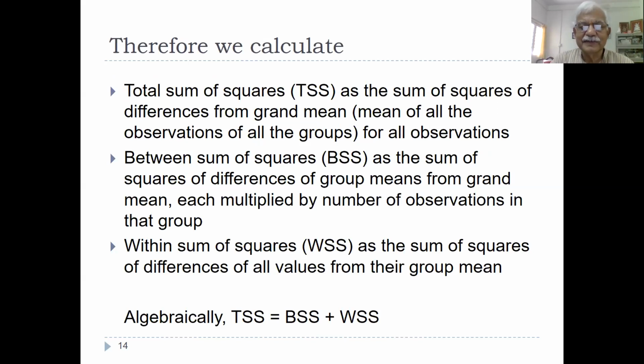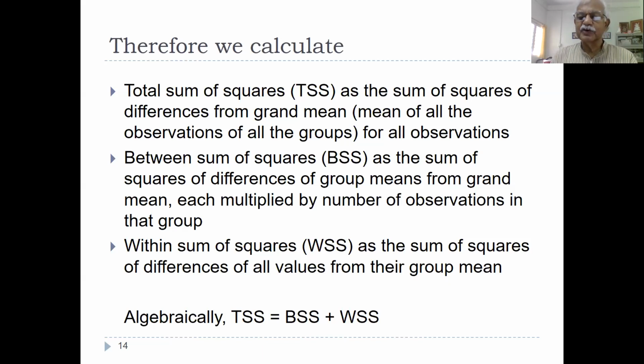Imagine that there is no within variation, then all the variation will be due to between. And that will happen if all the observations within a group have the same value as the mean of the group. So the between sum of squares can be computed, imaginarily, by replacing all the observations by group means. And in practical terms, it is calculated as the sum of squares of differences of group means from the grand mean, each multiplied by the number of observations in that group.